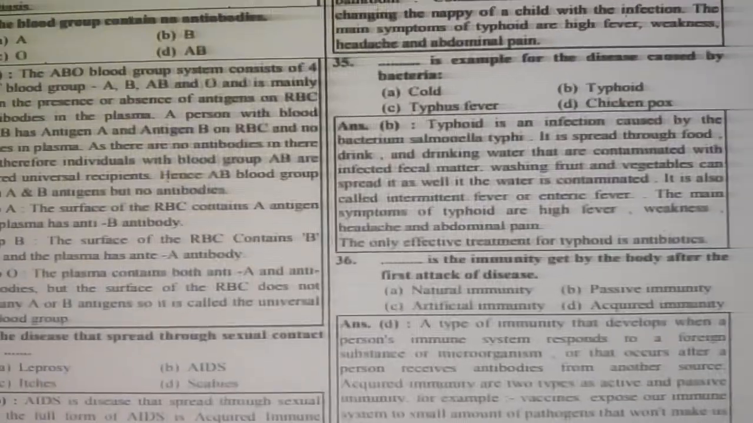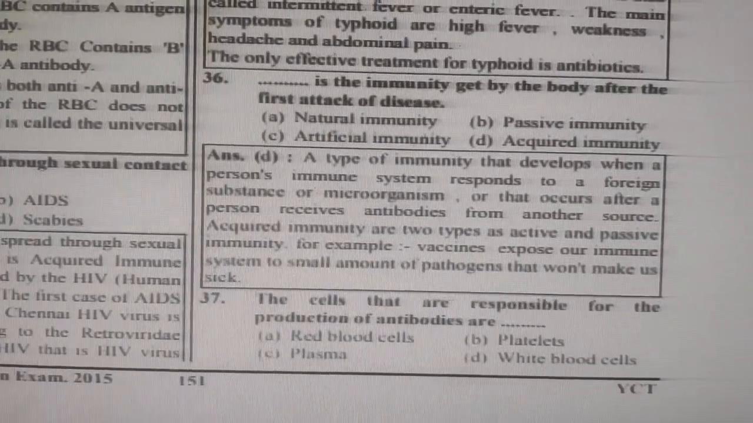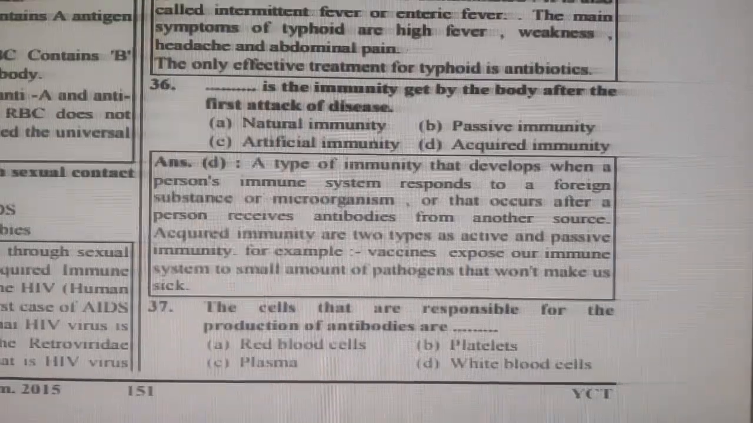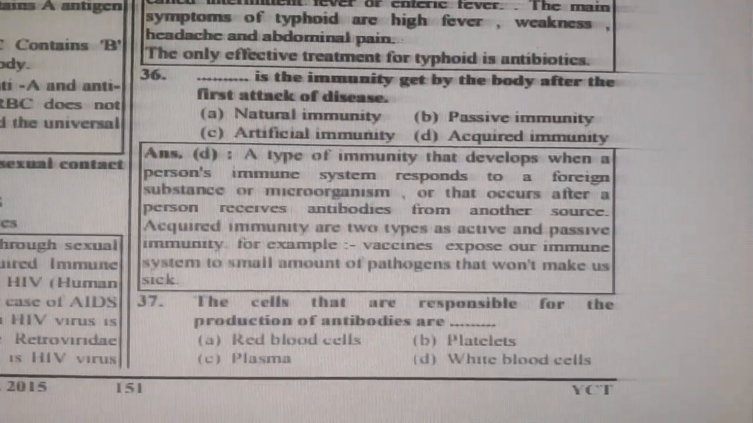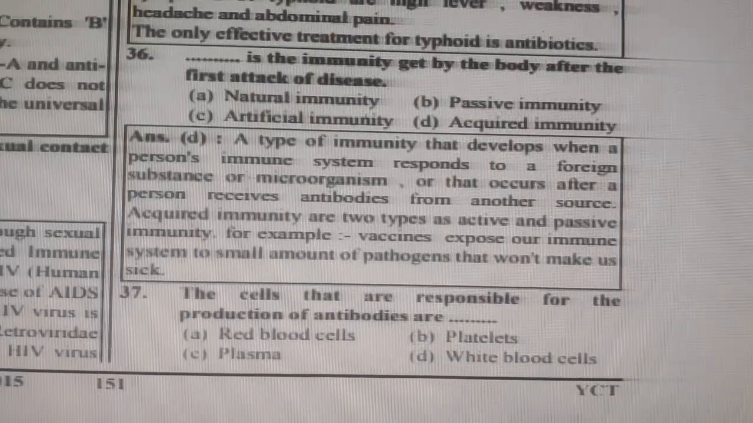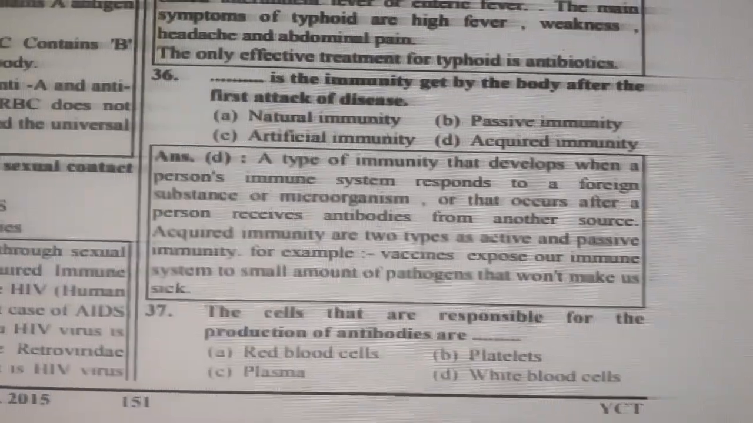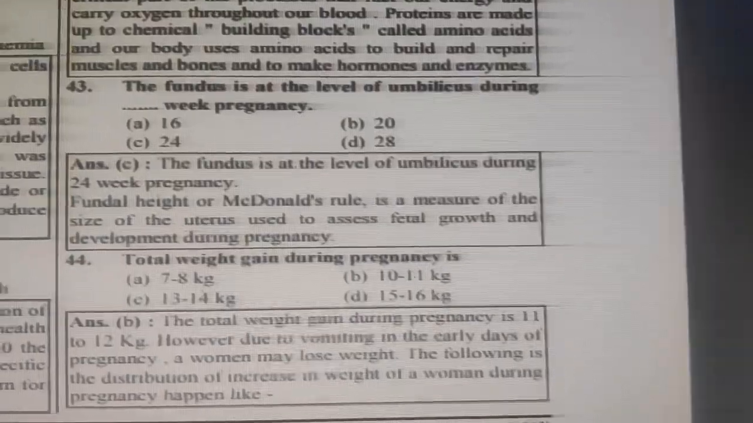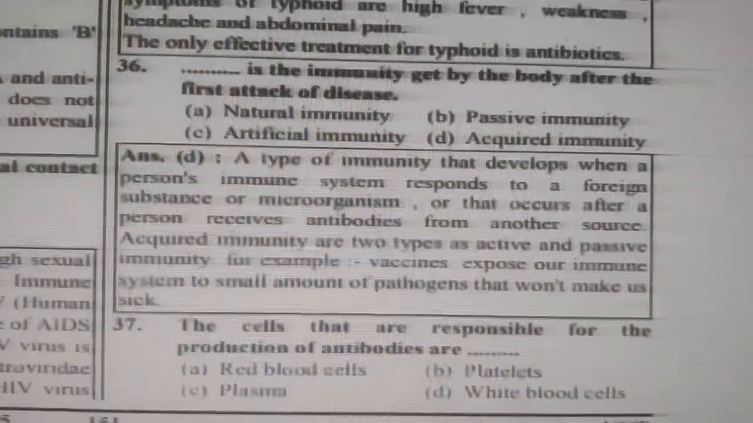37. The cell that is responsible for the production of antibodies. Option A, red blood cell. Option B, platelet. Option C, plasma. Option D, white blood cell. Option D is the right answer, white blood cell.